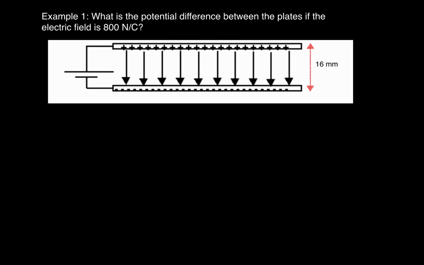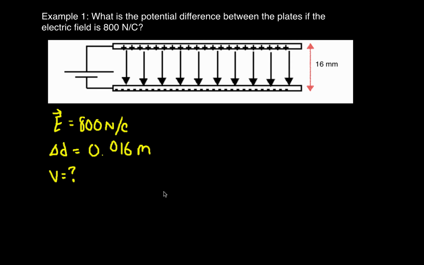Example 1. What is the potential difference between these plates if the electric field is 800 newtons per coulomb? So we have an electric field equal to 800 newtons per coulomb, and we have a change in distance between the two plates of 16 millimeters, which is 0.016 meters. And we're looking for the voltage of the battery, or the voltage between the entire distance between the plates.